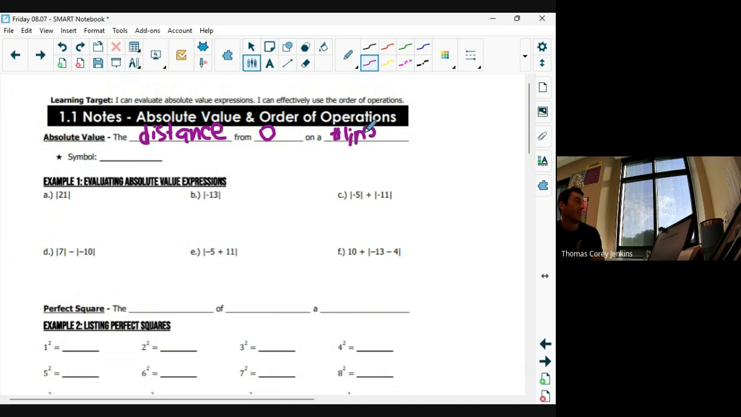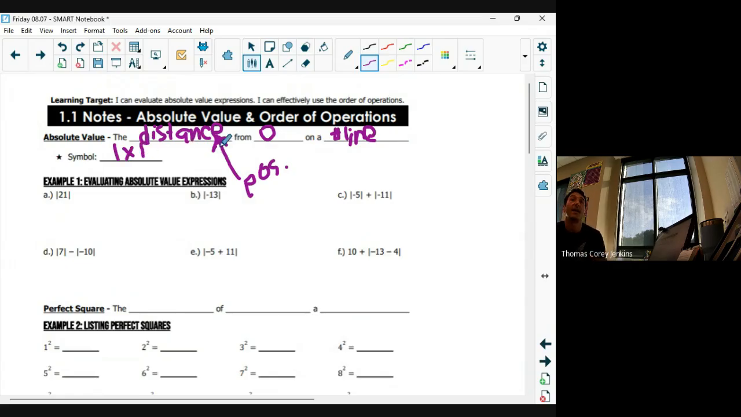What's a fact that you remember about absolute value? Does anybody remember what they were taught about absolute value? That's all right if you don't. What is distance ever negative? Can distance be negative? No. So that's the thing to remember: distance is always positive. And the symbol for absolute value is those bars, right?